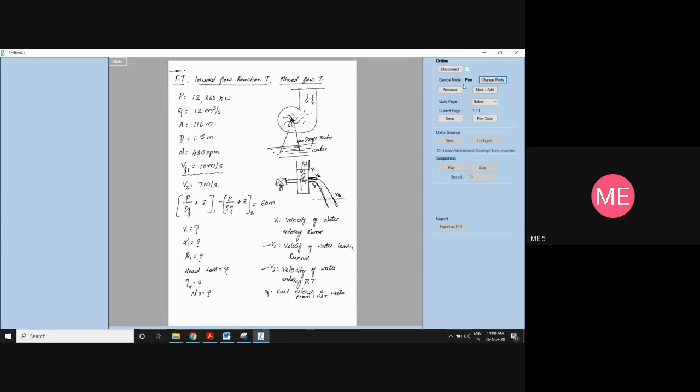Okay. So I'll give some time. You write down this figure, data, everything. If anybody has doubts, you ask me. Feel free to ask me if you have doubts.